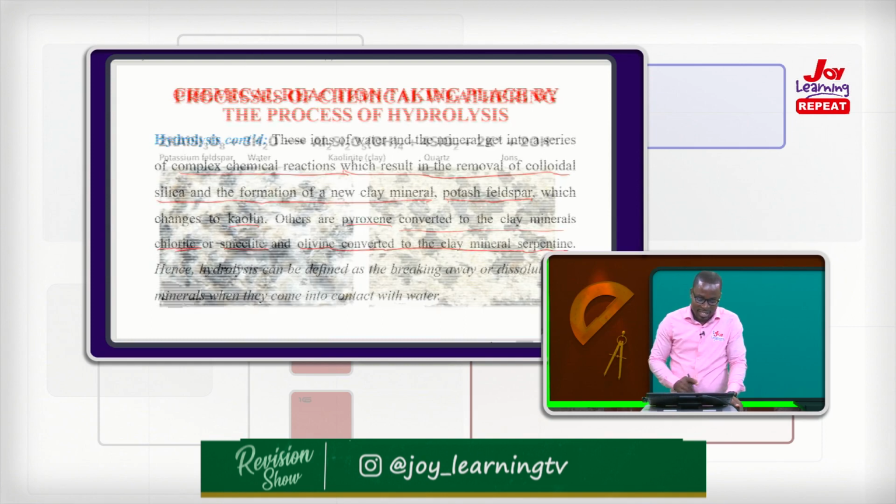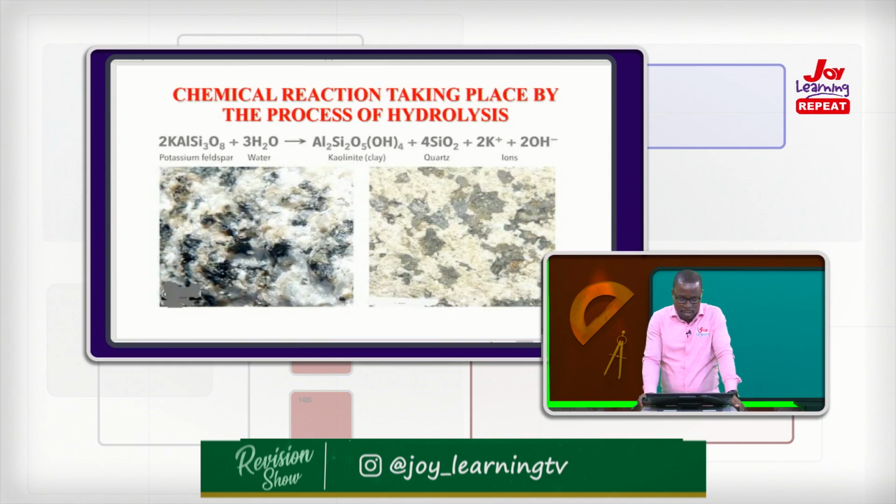All right. Let's get some image to aid our understanding as far as chemical weathering is concerned. In fact, this chemical formula or sort of equation looks a bit complex. So, chemical reaction taking place by the process of hydrolysis. Once again, these are Google images.